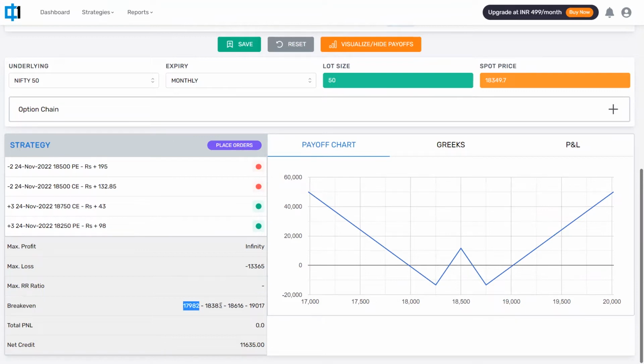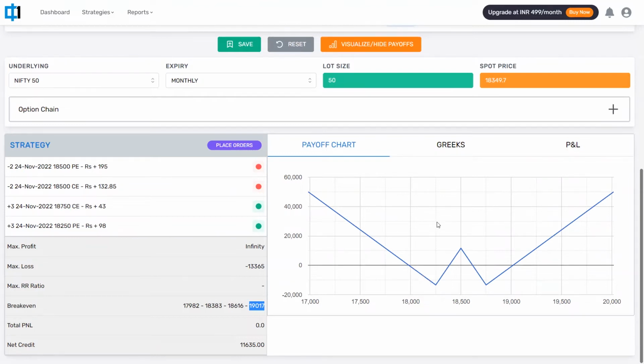If the price does end up expiring between 17,982 and 18,383, you would incur a loss. And the same would be between 18,616 and 19,017. But as long as Nifty expires between 18,383 and 18,616, you would make a profit. And the same happens if there is a large move in the downward or the upward direction. So as long as it expires above 19,017 or below 17,982, we'll be making a profit.